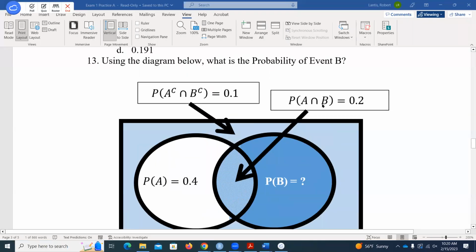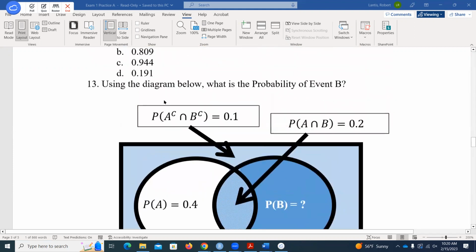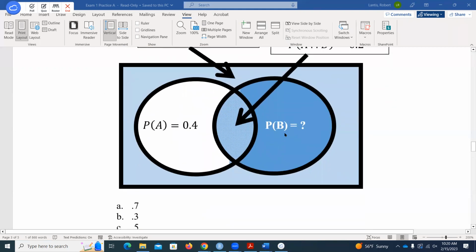I've got the probability of A and B is 0.2. I'm just going to write this down as I go through these. The probability of the intersection of the complements is 0.1. The probability of A is 0.4. And we still don't have what we're looking for, which is the probability of B, right?